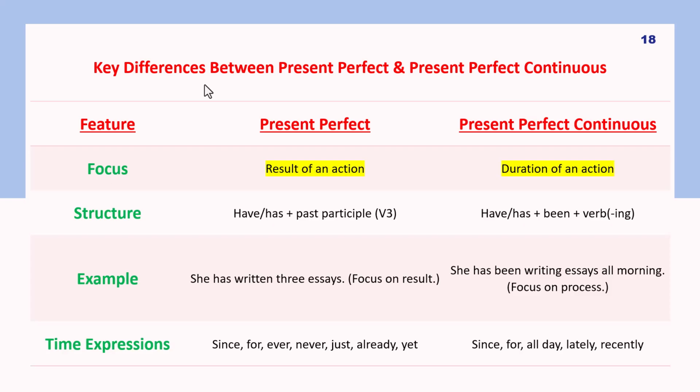And the next difference is the usage of time expressions. We use these time expressions for present perfect: since, for, ever, never, just, already, and yet. But in present perfect continuous tense, we use since, for, all day, lately, recently, and many more.